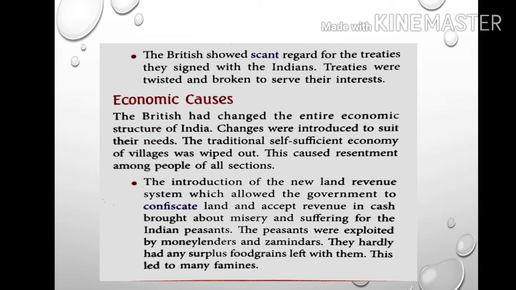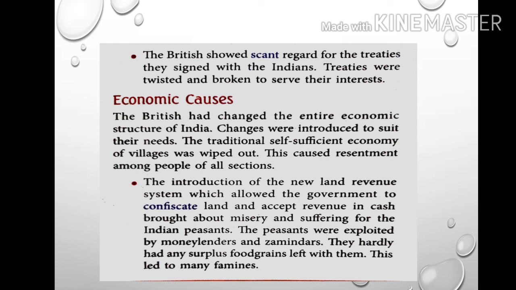When British rule started in India, at that time the Indian economy was self sufficient. Actually, it was a village economy, and that was a very good state. The economy was going very smoothly, but the British changed the whole system. Actually, they took steps to fulfill their own interests.